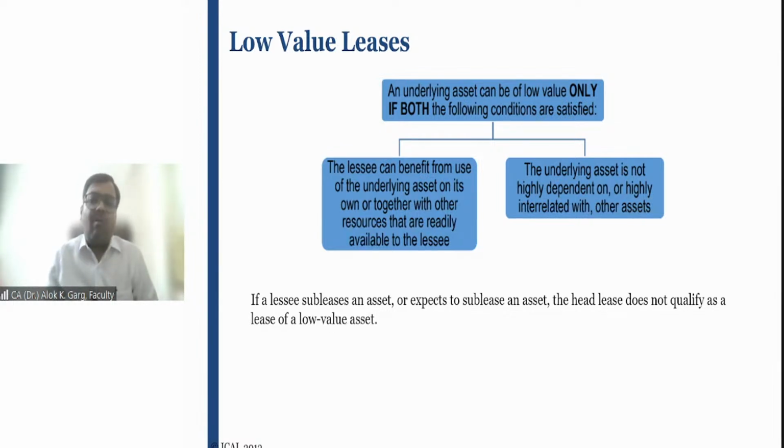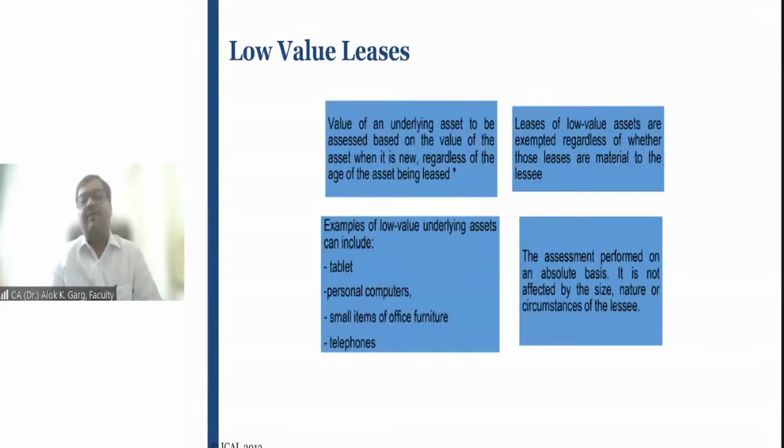Now, friends, the question that was there with the board was whether we need to do this Ind AS 116 lease accounting for all the small leases. The answer given by the board is no. You are not required to do this detailed long-term accounting for small items.